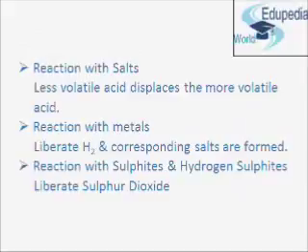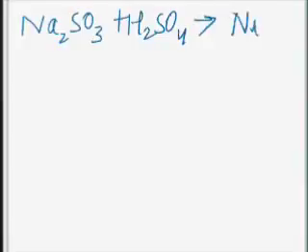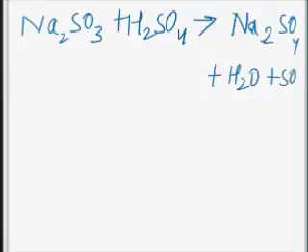Reaction with sulfites and hydrogen sulfites. Acids react with metal sulfites and metal hydrogen sulfites to liberate sulfur dioxide. So let's take some examples. Na2SO3, when it reacts with sulfuric acid, it will form Na2SO4, H2O, and sulfur dioxide is liberated.